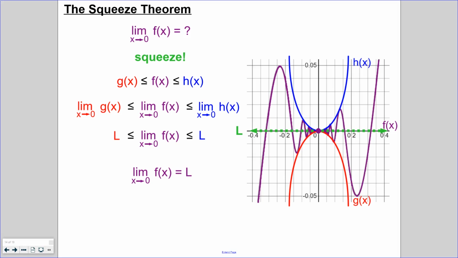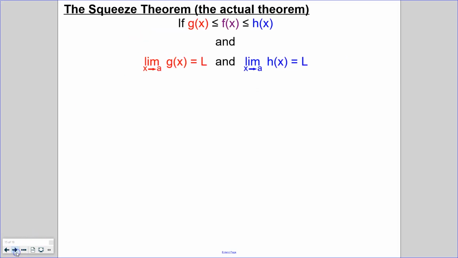All right, so now let's put this into words, a little mathematical lingo. The conditions for the squeeze theorem are: if g of x is less than or equal to f of x, and f of x is less than or equal to h of x, so if we have that compound inequality, and the limit of the lower function equals the limit of the upper function, in this case both L, then we have successfully squeezed our f of x function. Since f has nowhere else to go, we can conclude that the limit as x approaches a of f of x equals L.